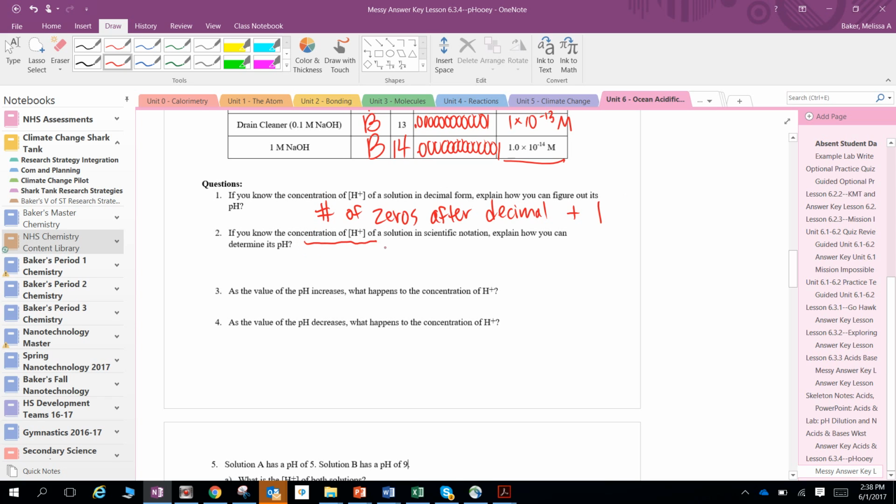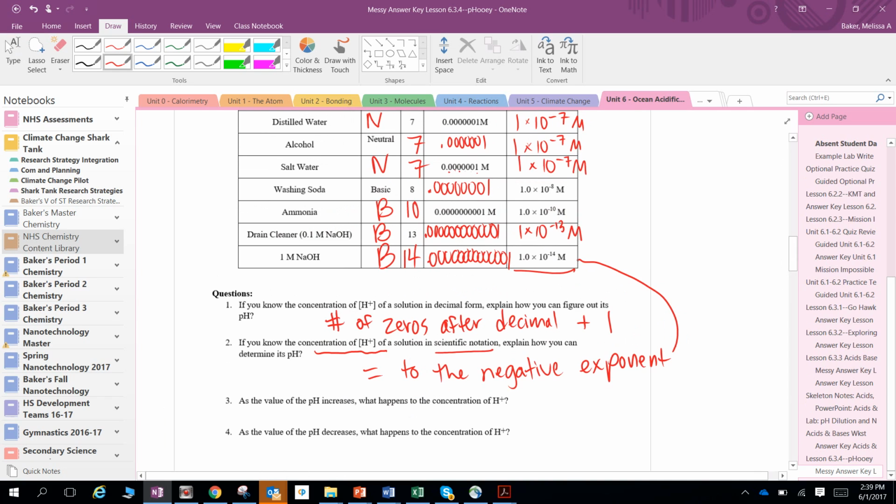If you know the concentration of a solution in scientific notation, explain how you can determine its pH. Well, it's just equal to the negative exponent. So for example, in this one here, 10 to the minus 14, the 14 is equal to the pH.